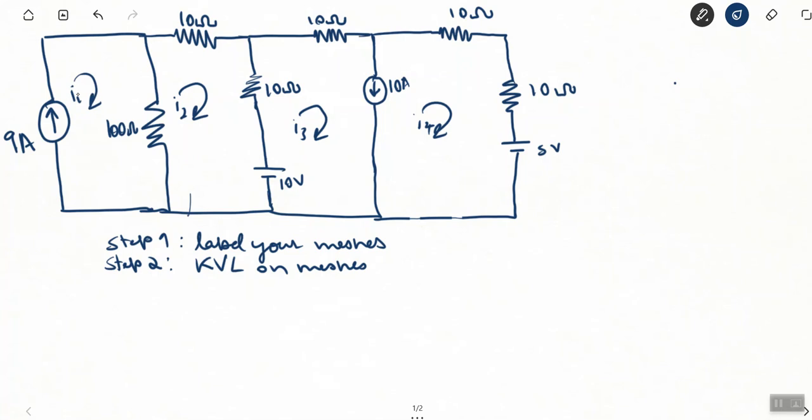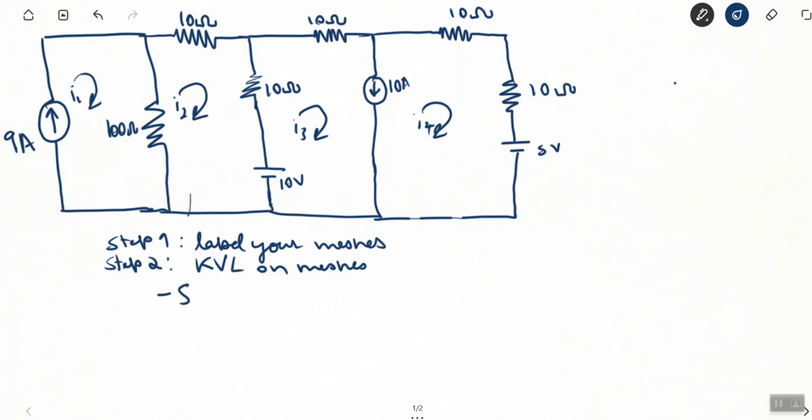Here we can see that we can just substitute I1 as 9 amps because we know that 9 amps is what is flowing in the circuit. Also, we don't actually know the voltage drop over this 9 amp source. So we will just label this as S. But we will label this as negative S because this is a source. As you can see, current is coming out of the source. So it's actually negative S.